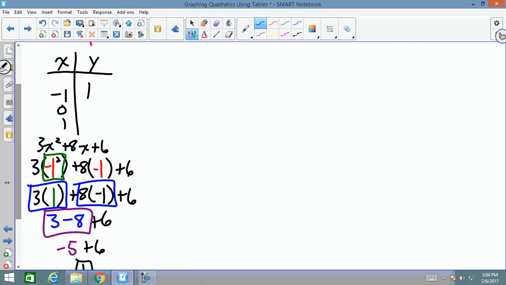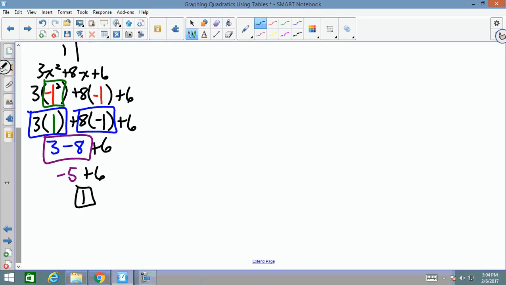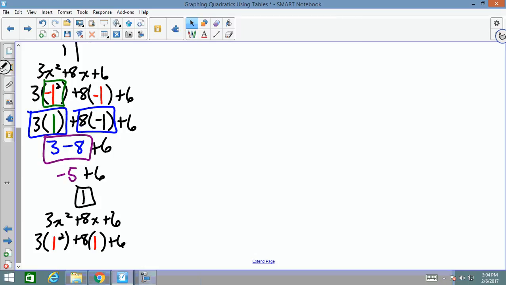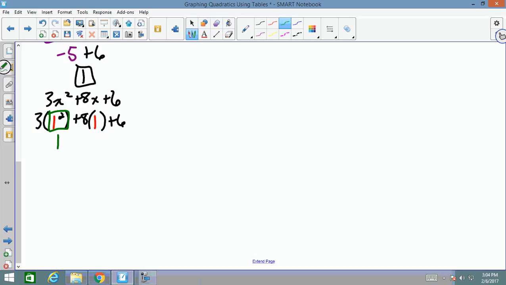0 is very simple. 0 is always just the last number in this problem. So the last number here is 6. So (0, 6). And then we've got to do it at 1. So let's do it again. The first step again, anytime you see an x, we're going to replace it with our number, which is 1 in this case. Always do the exponent first. So 1 squared is 1.